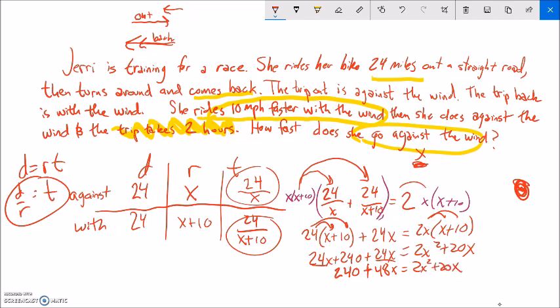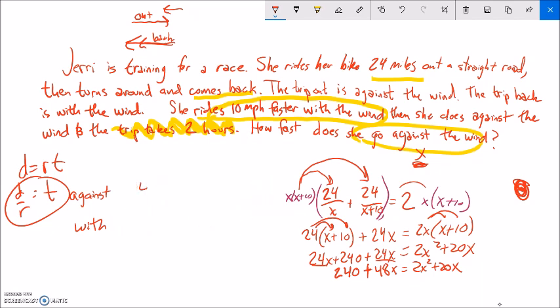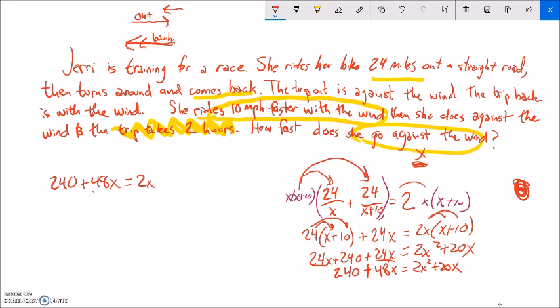And I think that what I'm going to do right now is just give us a little bit of space over here. So I'm going to do away with this work. And I rewrite my problem, what I have so far over here, which is 240 plus 48x equals 2x squared plus 20x. So get this equal to 0, maybe try and factor it, something like that. Subtract 48x from both sides.